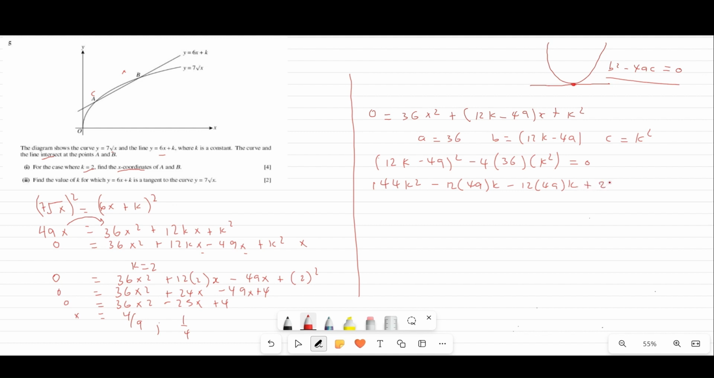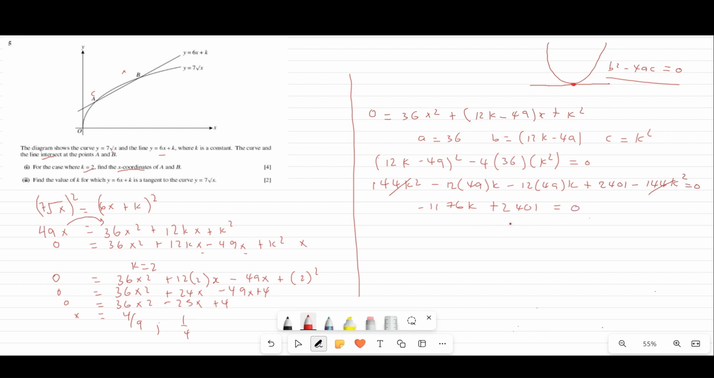Plus 2401, minus 144k squared, and this will be equal to 0. I can clearly see now that these two 144k squared terms will cancel each other out. Therefore, I'll be left with negative 1176k plus 2401 being equal to 0.